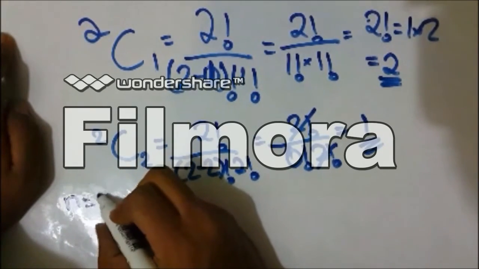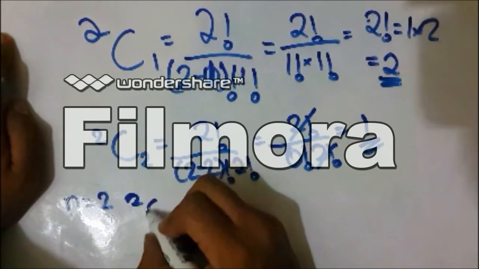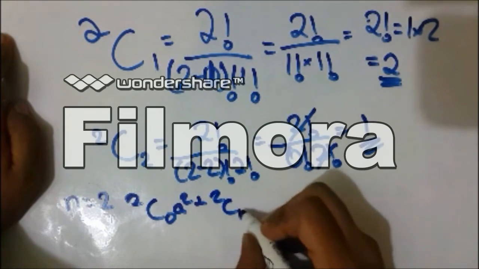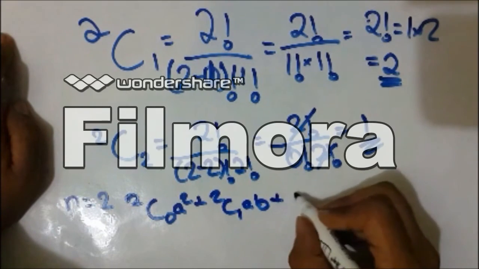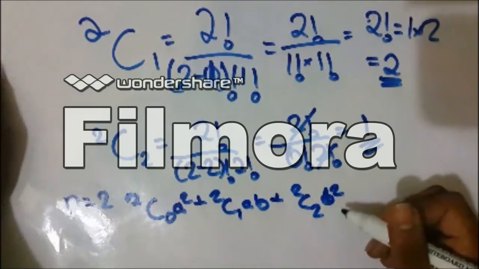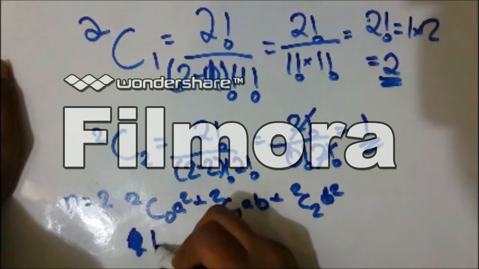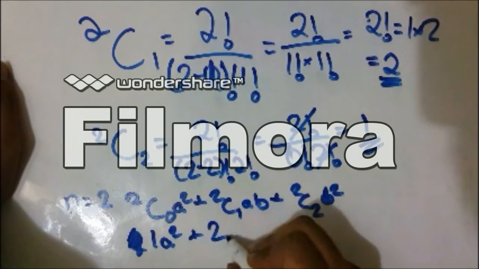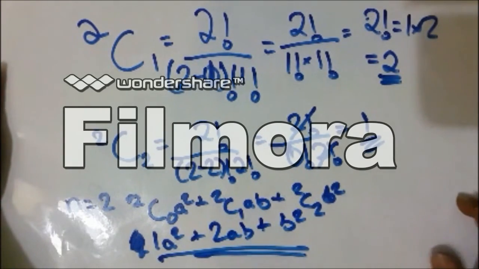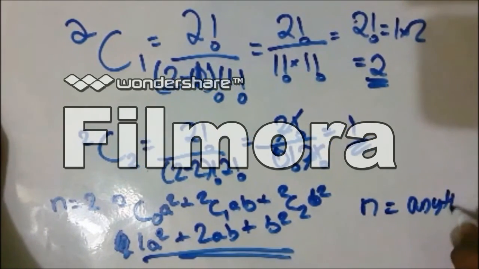That is, 2C0 a² plus 2C1 ab plus 2C2 b², which is equal to 1a² + 2ab + b². This can be used for n equal to anything.